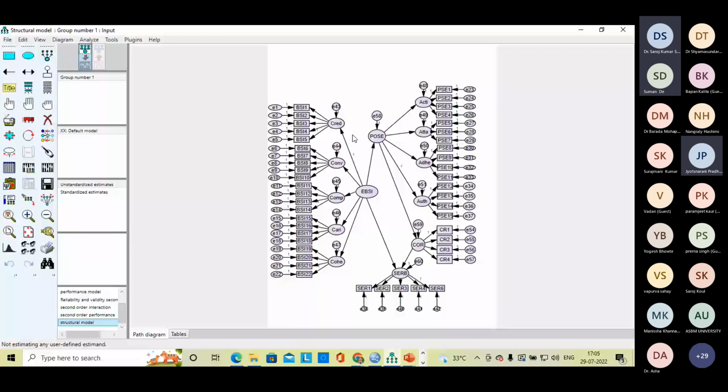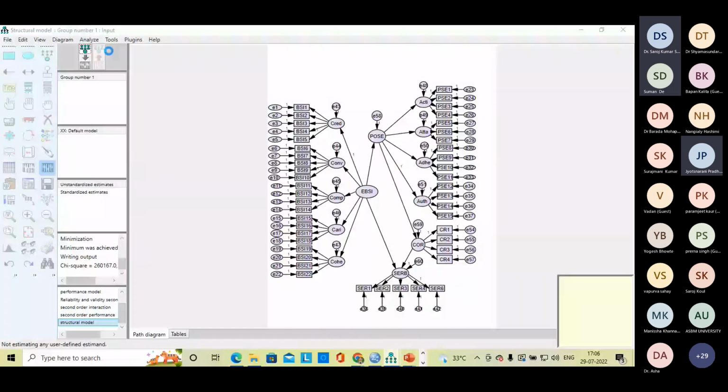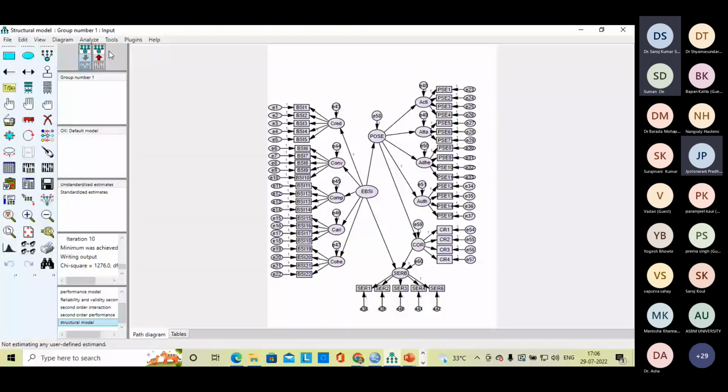Let us analyze. You can click the calculate estimates icon here, or you can go to the Analyze menu and click on calculate estimates. Now the calculation is going on. The calculation is over because the upward red mark has been highlighted. Look here, the upward red mark has been highlighted. Calculation is over.